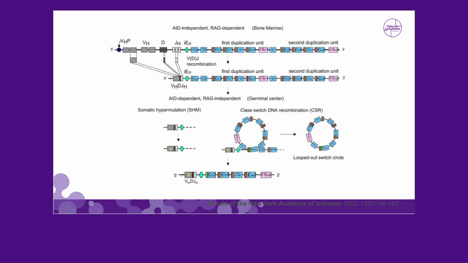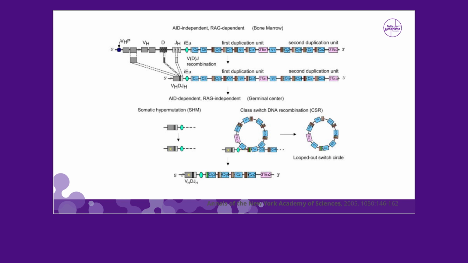So the first process that occurs in the bone marrow is the VDJ joining. Gene segments known as the V, D, and the J in the heavy chain genes are recombining in a process that is mediated by the RAG enzyme, recombination activating gene. And the end result is a rearranged gene that encodes for the variable region of the surface immunoglobulin gene.